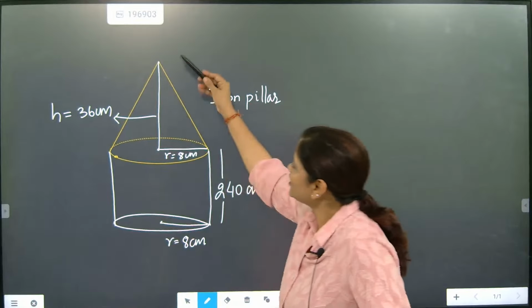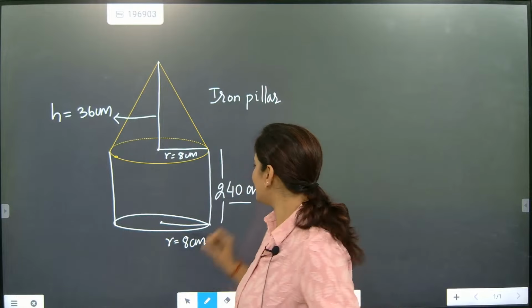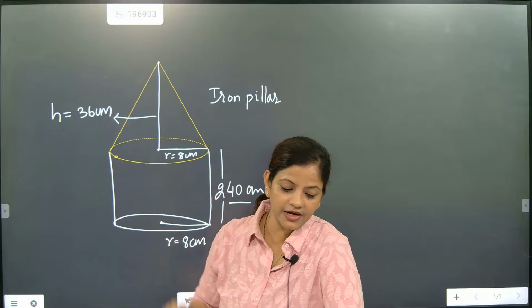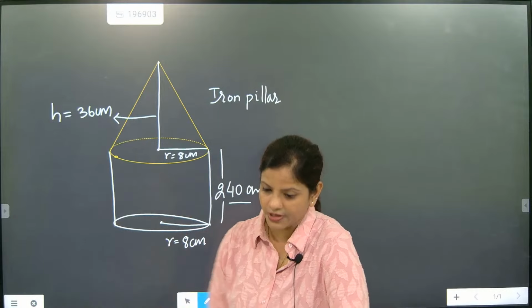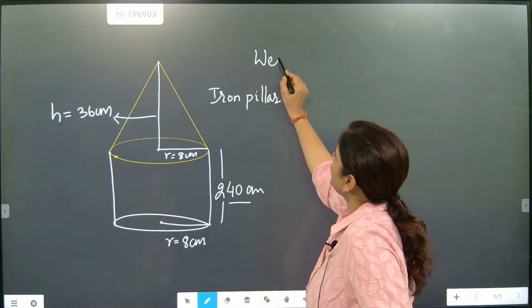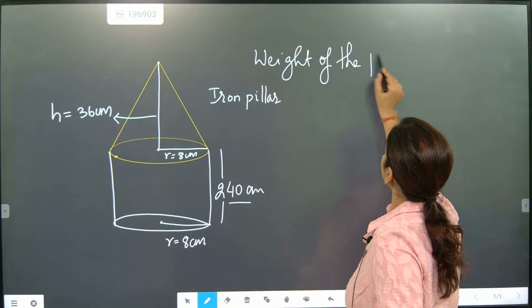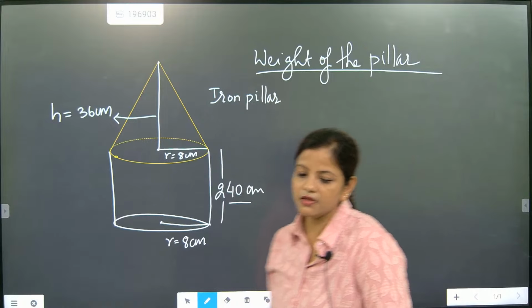Now the height of this conical section is 36 centimeter and this part is exactly 240 centimeter. Then after that they are telling us to find the weight of the pillar. Oh my god, they have asked the weight of the pillar. You have to find the weight of the pillar.